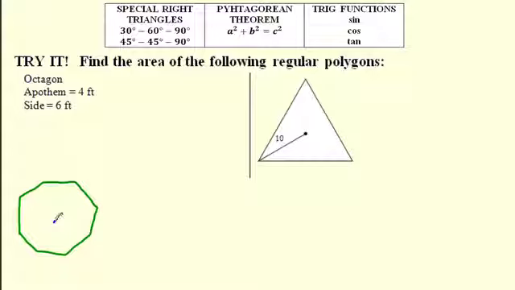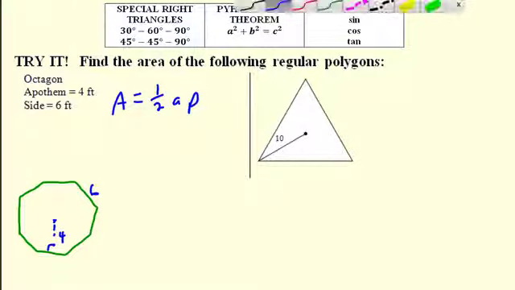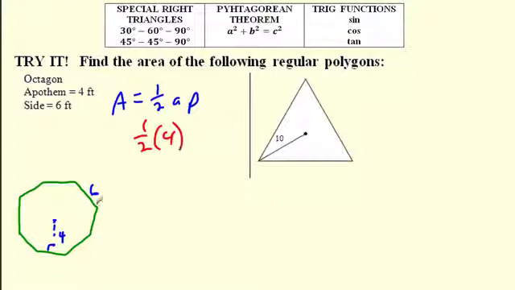If I draw in the apothem, I usually bring mine straight down. I know that's 4 feet, and I know a side is 6. I've actually got all my information. The cool thing about this is our formula is always the same. It's always 1/2 apothem times perimeter. So what's the apothem? It's 4. What's the perimeter? Well, I've got 8 sides, and there's 6 of them. We're talking about 48.